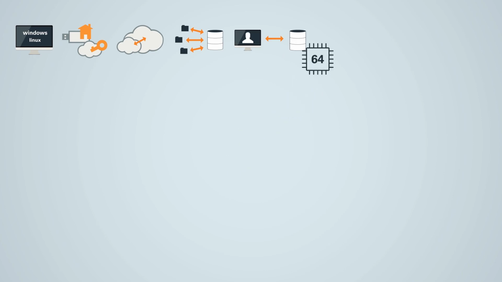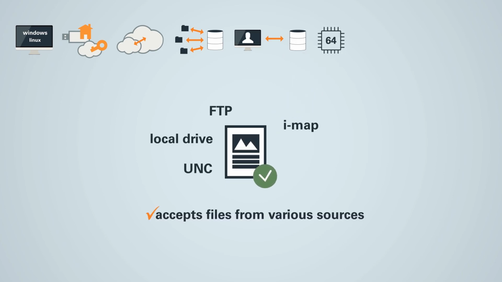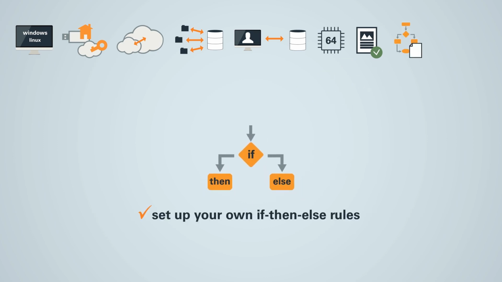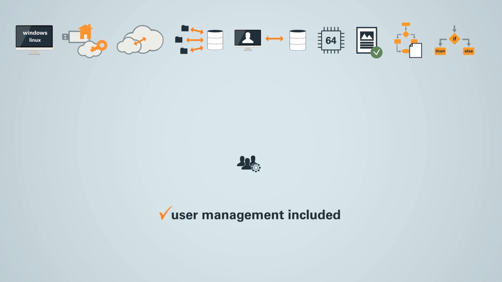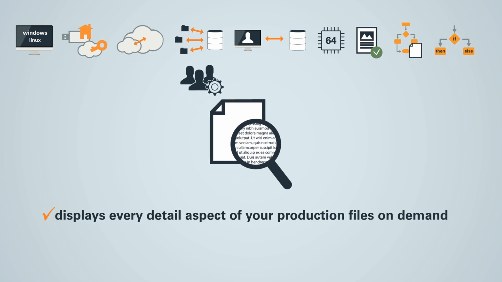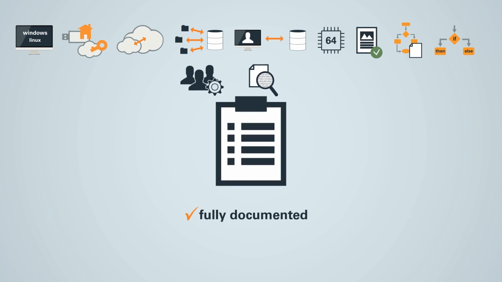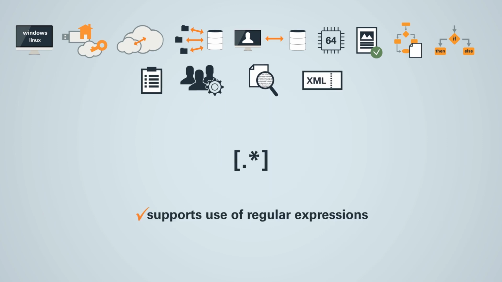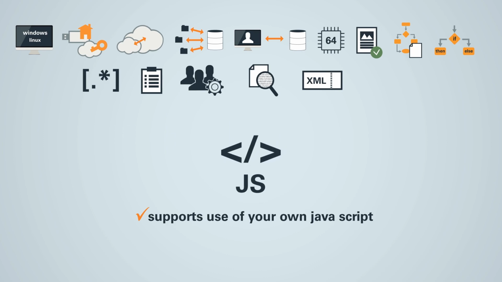64-bit, accepts files from various sources, allows workflows based on metadata and file names, set up your own if-then-else rules, user management included, displays every detail aspects of your production files on demand, fully documented, supports XML job tickets, supports use of regular expressions, and the use of your own JavaScript.